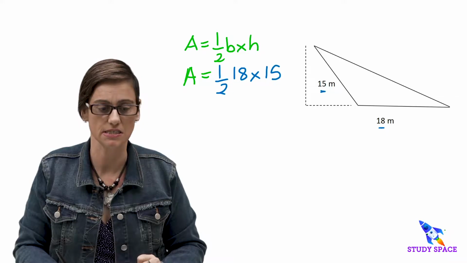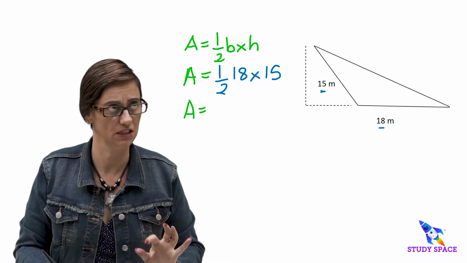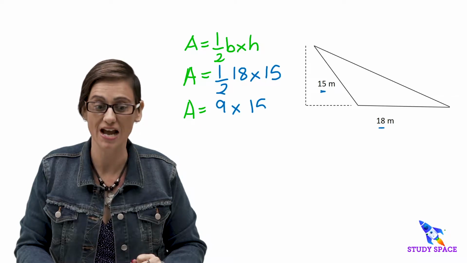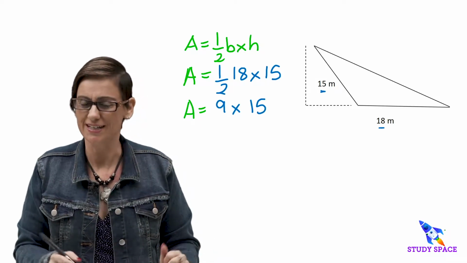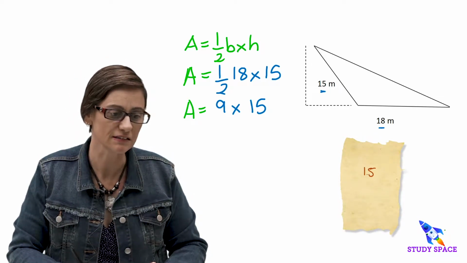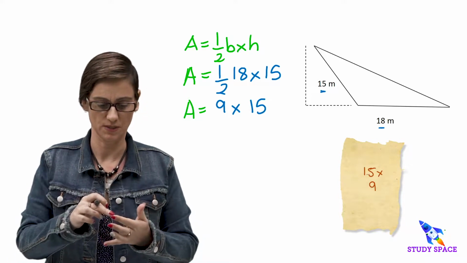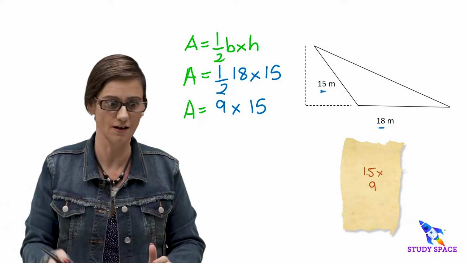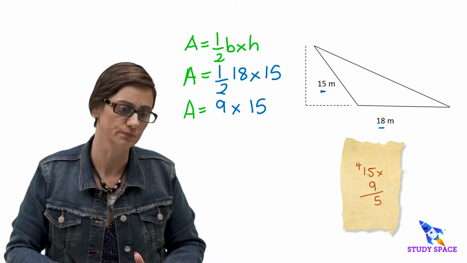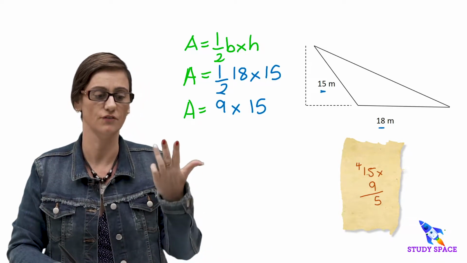So let's do some calculations now. Area equals half of 18. Half of 18 is 9. 9 times 15, so our height doesn't change. Oh, these numbers are too big, boys and girls. All right, let's go to our scrap paper. 15 times 9. So 9 fives. 5, 10, 15, 20, 25, 30, 35, 40, 45. So write our 5 and carry the 4. So 9 times 1 is 9, plus 4 more, 9, 10, 11, 12, 13.